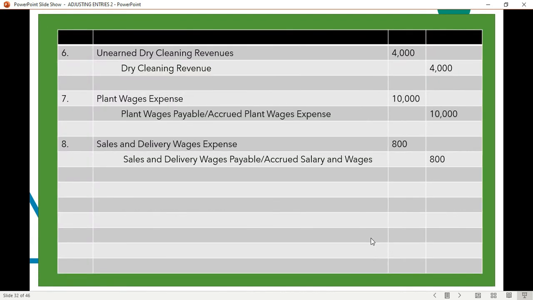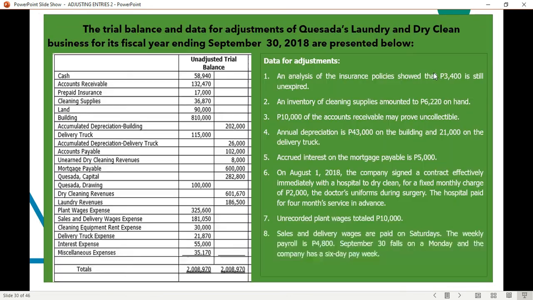So what should be our journal entry? Since it was recognized as a liability at the time it was collected, what you will do is recognize the revenue portion, which is good for 2 of the 4 months. So you reduce the unearned, or the liability, account: debit unearned dry cleaning revenues 4,000, and then recognize revenue, credit dry cleaning revenue 4,000.